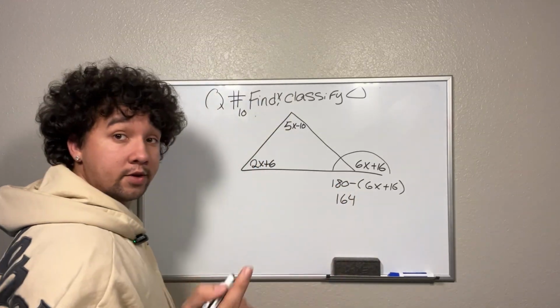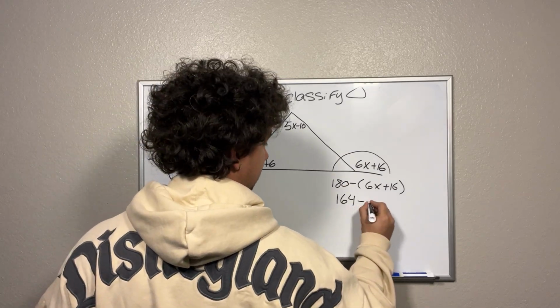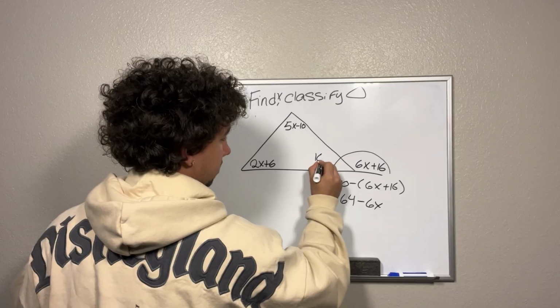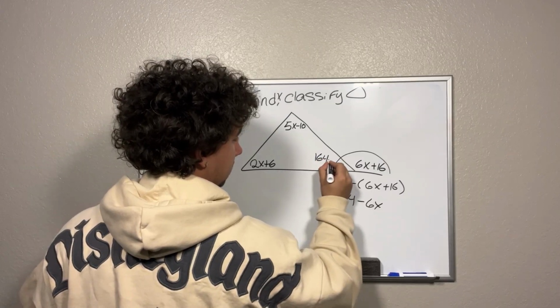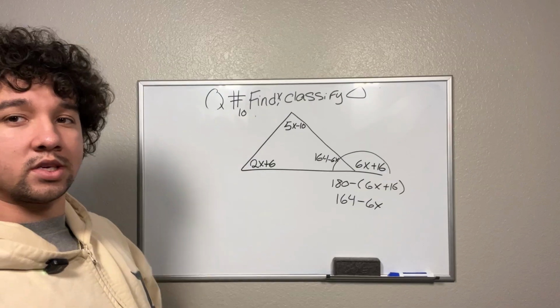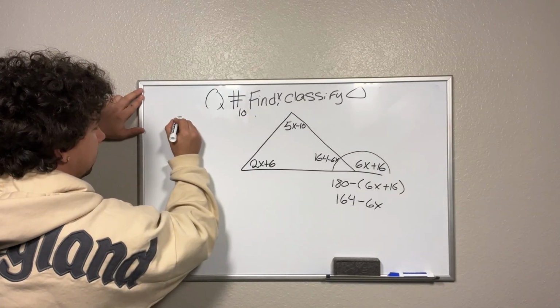Now remember, you have to distribute the negative. So this isn't just going to be plus 6x, this is still minus, so minus 6x. In other words, this angle right here is 164 minus 6x. Now I have the sum of the interior angles, right? I got all of them. So now I'm just going to add these all up.